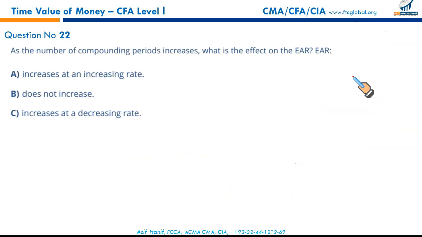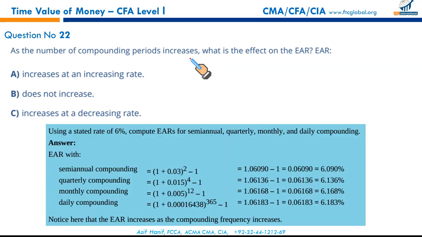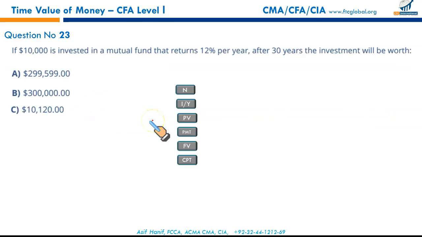All right, moving on to question number 22. As the number of compounding periods increases, we just discussed this a little while earlier through this table. What is the effect on the effective annual rate? It increases, we know that, but it increases at a decreasing rate. So that is a clear, straightforward question. It's C. Increases at a decreasing rate. Next.